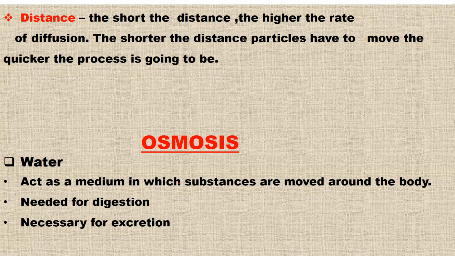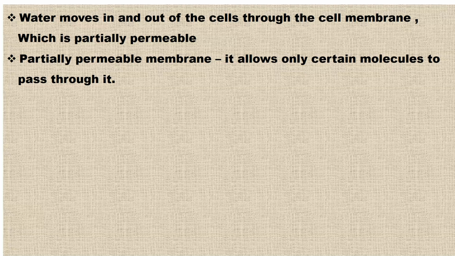Now, before we discuss the definition of osmosis, let us look at the function of water. Why is water unique in this process? Water, one, acts as the medium in which substances are moved around the body, and is also needed for digestion as well as for excretion. Now, water moves in and out of the cell through the membrane, so it crosses the membrane.